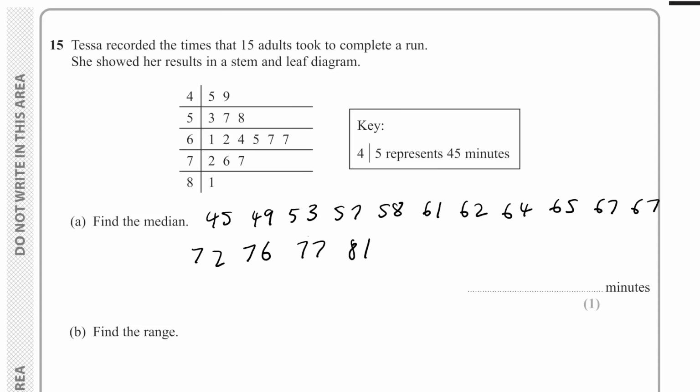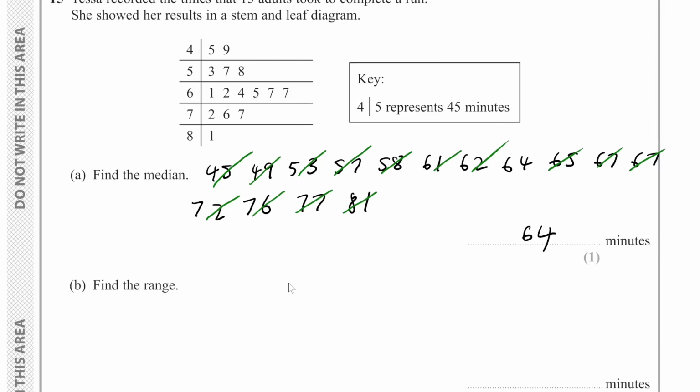We're going to cross off the same number on both sides. 5, 6, 7. 1, 2, 3, 4, 5, 6, 7. Cross off 7 on both sides. We're left with 64 in the middle. So if you did it on the stem and leaf diagram, it'd be exactly the same. You'll get this one in the middle. You just have to change it back to 64. Don't leave it as 4.